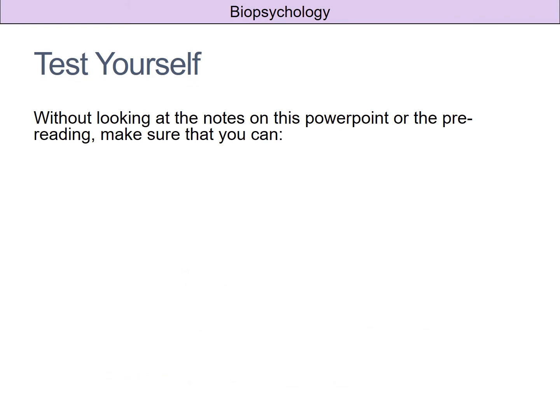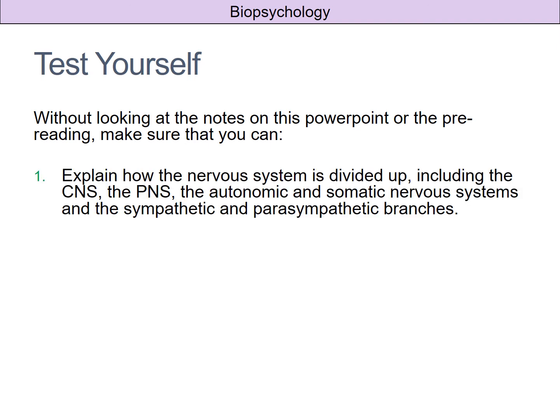Right, now there's an awful lot in this video, so it is well worth you looking at it a few times, going back to the notes in the pre-reading and making sure that you really understand it. So ways that you can test yourself, make sure you can explain how the nervous system is divided up. There's lots of key terms in there: central nervous system, peripheral nervous system, autonomic and somatic nervous systems. Make sure you know what all of them mean and what all of them do.